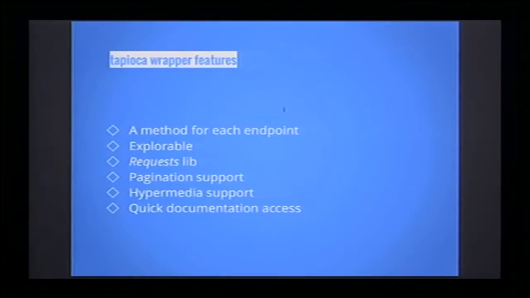So these are things that come with any Tapioca wrapper. They have a method for each endpoint. They are extremely explorable, as we saw in the demo. They use the requests library to make requests. So if you know requests, you already know how to play with a Tapioca library. They have pagination support, and that comes for free.